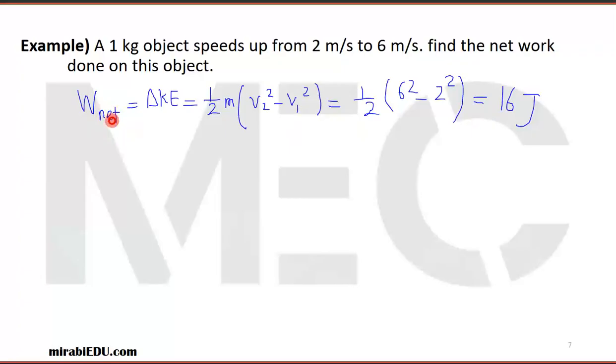We don't care what the forces are, or which angle they are at. We know that the total work done on this object in this movement will be 16 joules, based on this theorem.